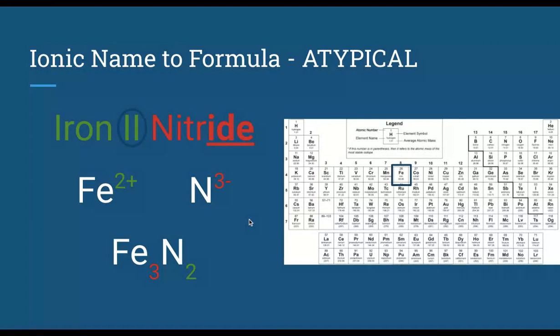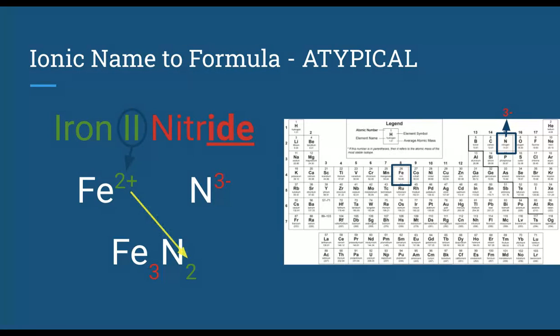Instead, this is something that has to be given to us in the name of an atypical bond. So we see this Roman numeral 2 right here, and that exactly translates to the charge of the cation. That's why I know that this is iron 2+. Now, as for the anion, nitrogen is a little bit more simple to predict its charge because it is in the 5th column, and therefore it is going to have a charge of 3-. So that's how I'm going to get my charges for my cation and my anion.